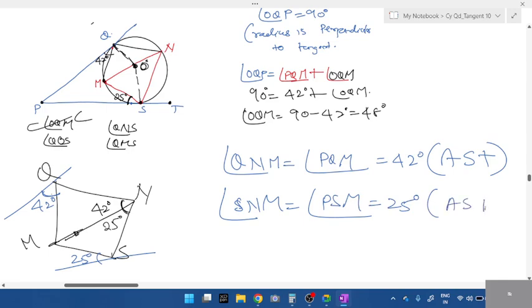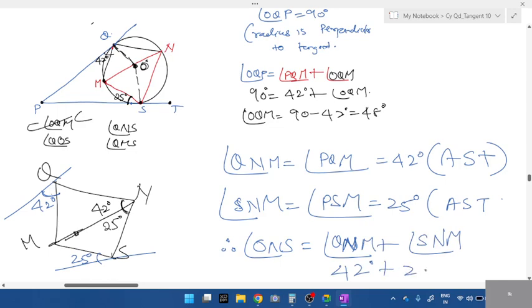Again, alternate segment theorem. Therefore, angle QNS is made up of two parts, that is QNM plus angle SNM. Then add. This is how we have to write: 42 degrees plus 25 degrees. The answer is 67 degrees. Make a note of this. Just don't copy it. See what angle I have written. Where is SNM? Where is PSM? AST stands for alternate segment theorem.